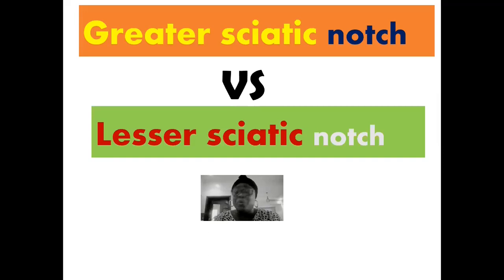In this lecture, we'll be looking at the greater sciatic notch versus the lesser sciatic notch. We would be looking at how these two notches are transformed into foramina. Also, would be highlighting the different structures that are seen to pass through these two foramina.